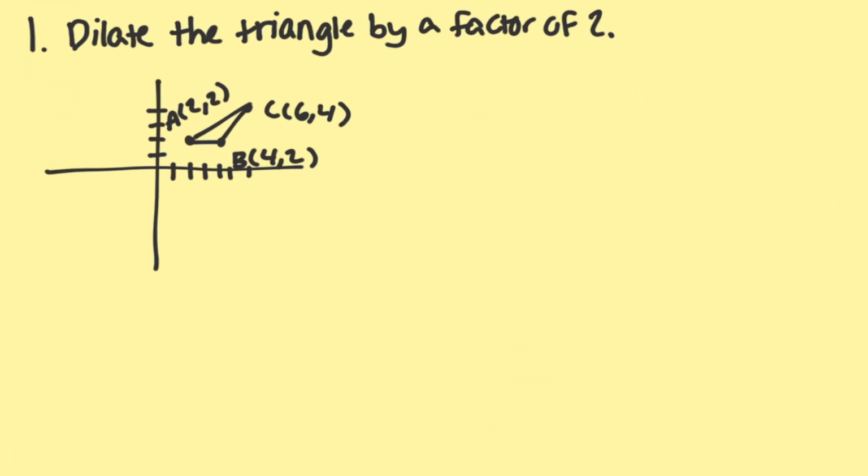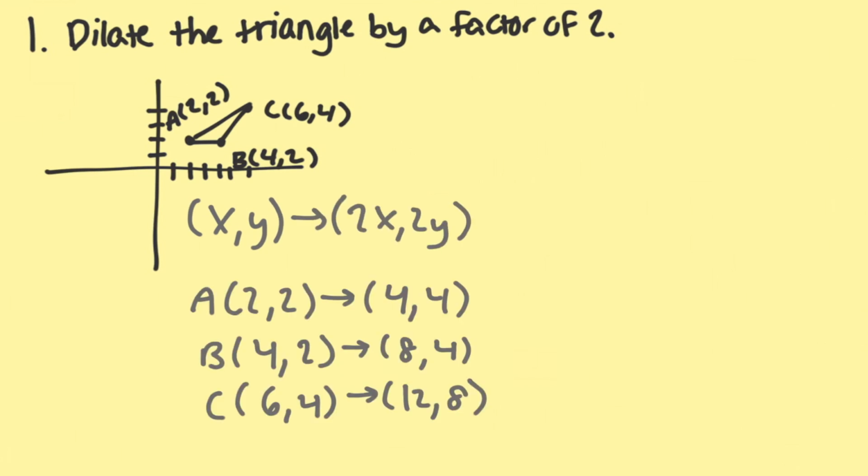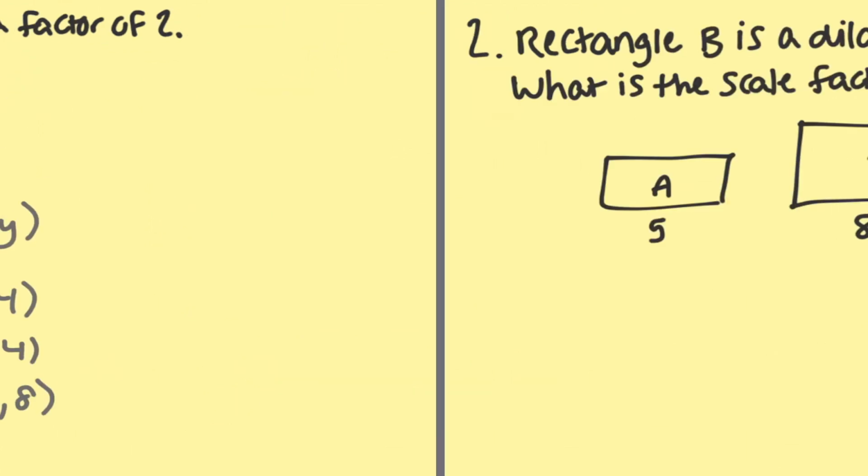The first one, we want to dilate the triangle by a factor of 2. So we're going to take all of the values and multiply both the x and the y by 2. And then we'll graph it. Notice, even though the size changed, the shape stayed the same. So these triangles are similar.